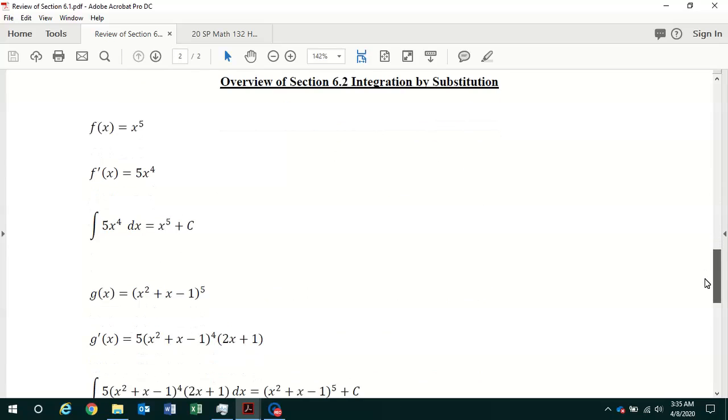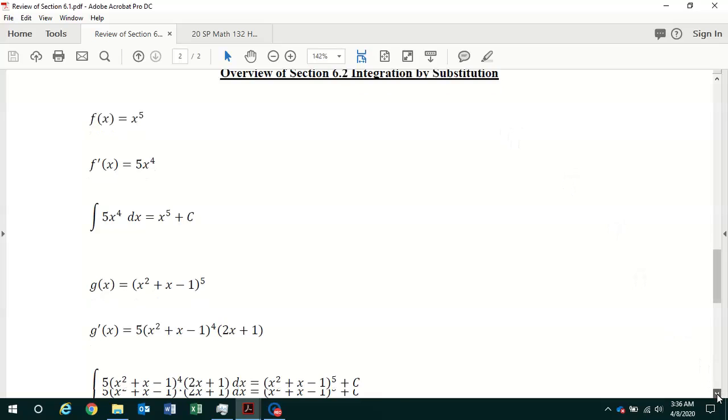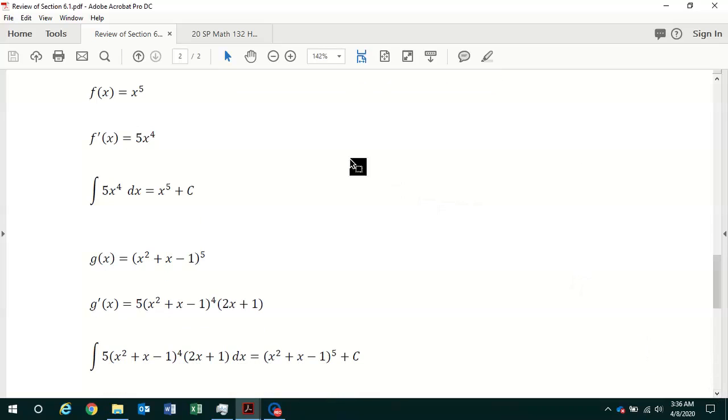Now I want to give you a quick overview of what section 6.2 is all about. Section 6.2 is a continuation of antidifferentiation, but we're going to be antidifferentiating some functions where we have to use a substitution method. So let's just review here real quickly. If I have a function f of x equals x to the 5th, you know how to differentiate that function. The derivative f prime of x is equal to 5 times x to the 4th, right? Bring the 5 down front, subtract 1 from the exponent.